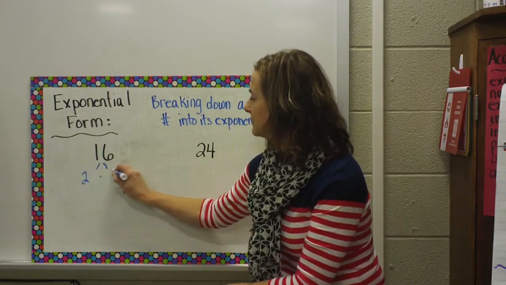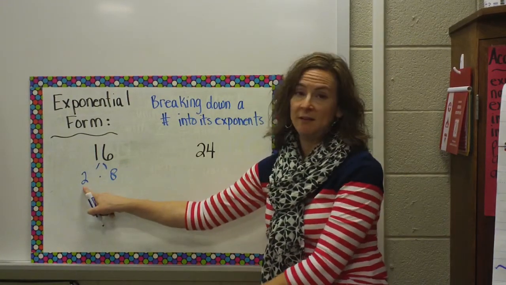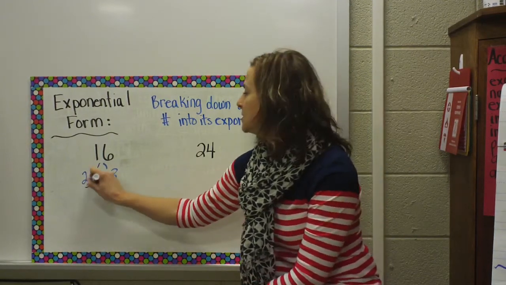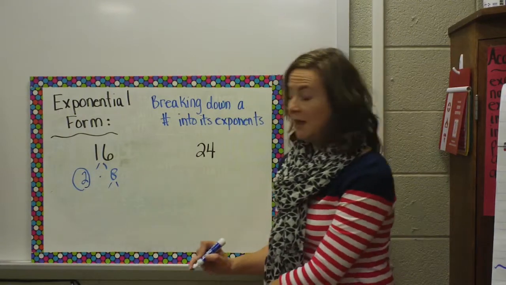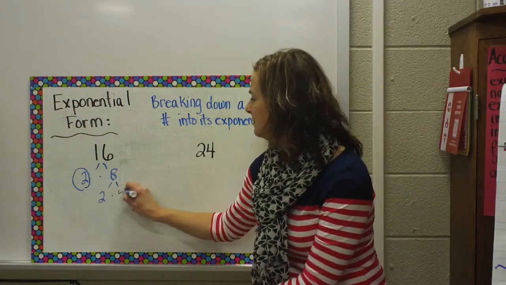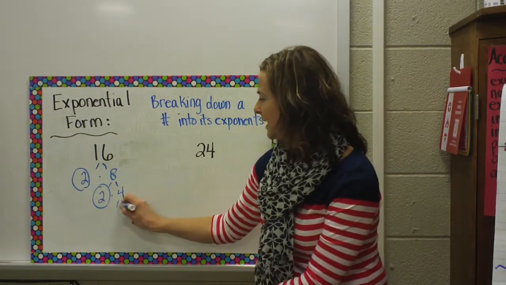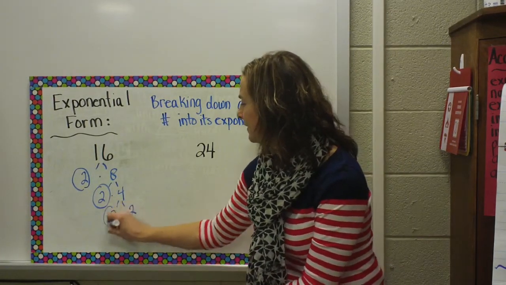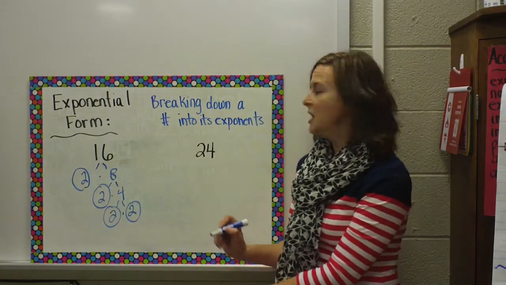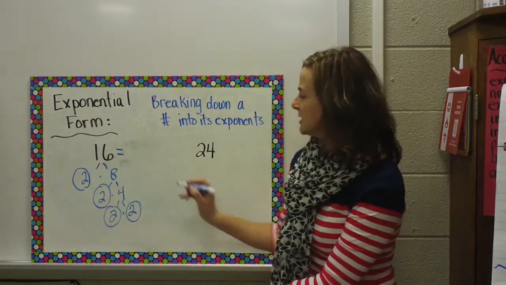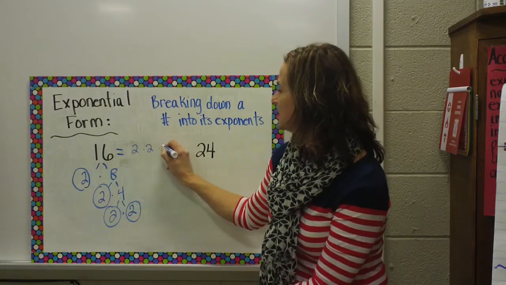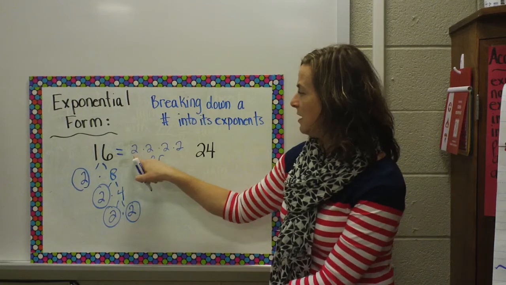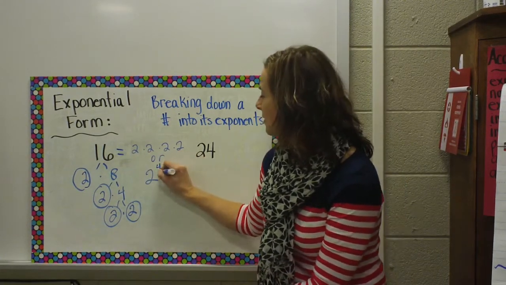If I choose 2 times 8, what I'm going to do is circle it if it's prime, or if I can't break it down with any different numbers. So 2 I can't break down, I'm going to circle it. 8, I can get 2 times 4. I'm going to circle my 2. Break down 4, I can get 2 times 2. And then I circle it when I can't break it down anymore. So 16 in exponential form is 2 times 2 times 2 times 2, or 2 to the 1, 2, 3, 4th power.